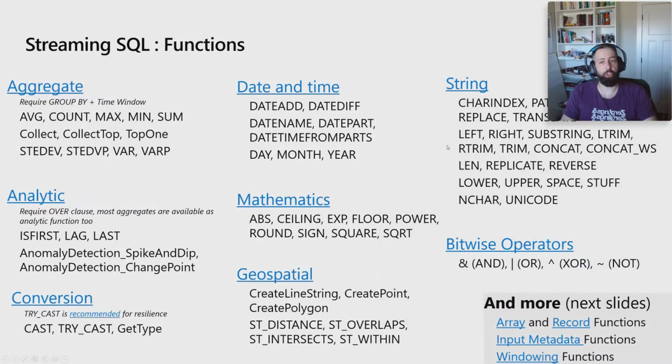In terms of the functions we support, I'm not going to read all of those. Aggregates require a group by and, of course, a time window, as I just mentioned. For the analytic functions, average over, count over, max over, we have those plus specific ones.